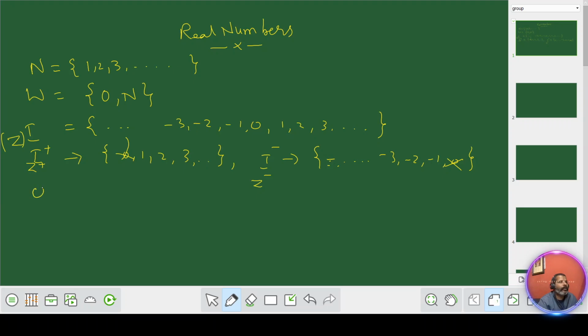Now next we have rational numbers. Rational numbers are represented with the letter Q. p by q is a rational number where p and q belong to integers and q is not equal to 0. This is a simple definition of rational numbers. For example, any fractions you take, they are all rational numbers.